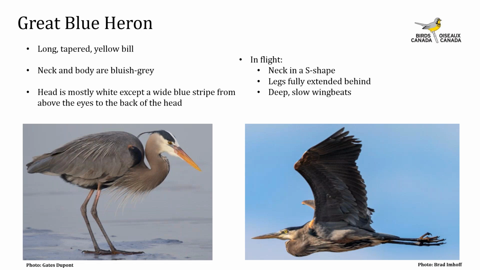In flight, the heron holds its neck in an S shape, and they fully extend their legs behind their body. And you can also identify herons by their flight pattern. They have these very deep and slow wing beats.